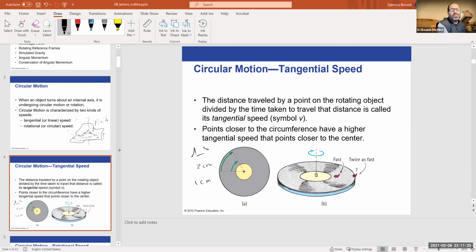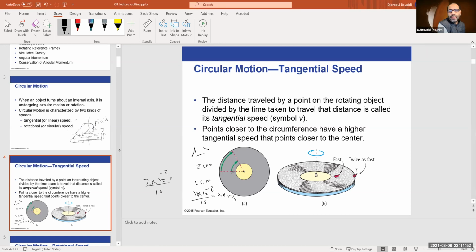So if I'm considering the speed of the inner one, it is 1 centimeter times 10 to the negative 2 to make it in meters, divided by second. So its speed is 0.01 meter per second, whereas the outer one is twice as much. This one will be, again, 2 times 10 to the negative 2 meters divided by 1 second, because both of them will go on the same axis.